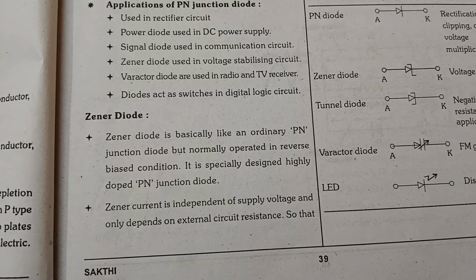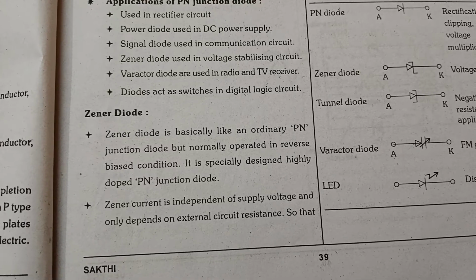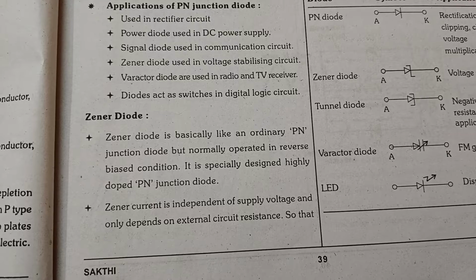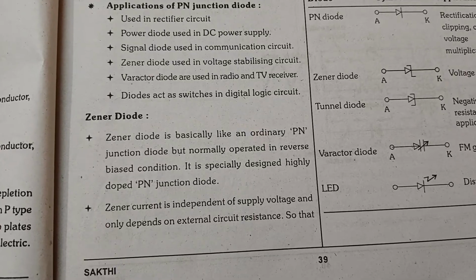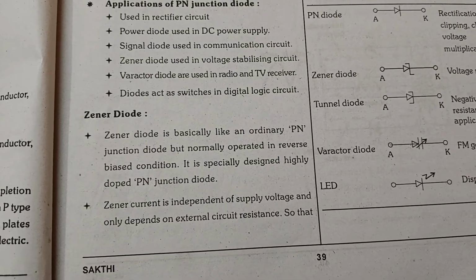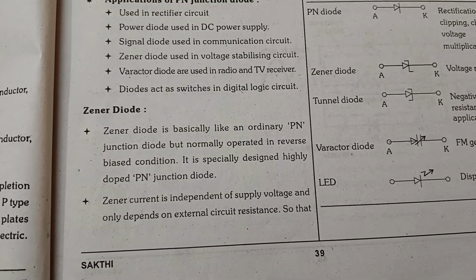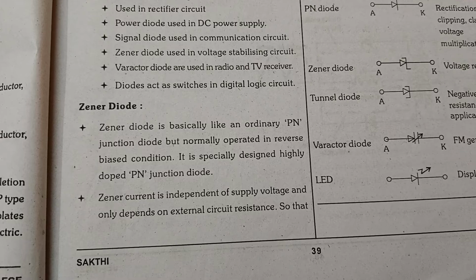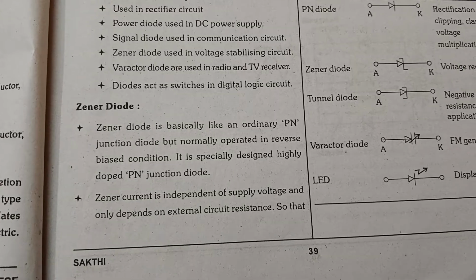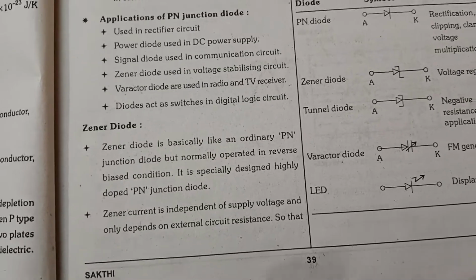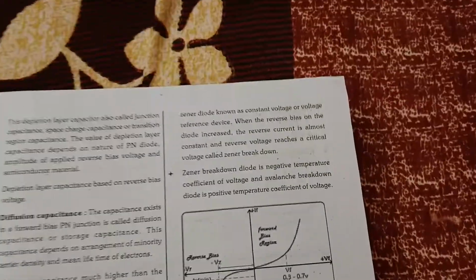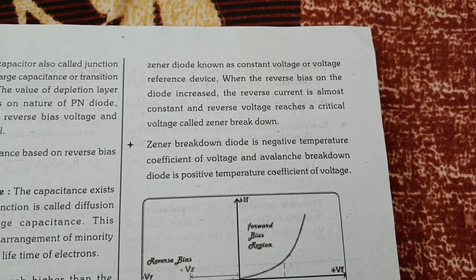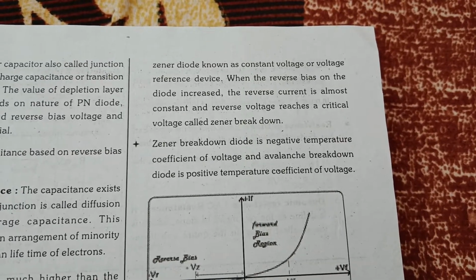Zener diode. A Zener diode is basically like an ordinary PN junction diode but normally operates in reverse bias condition. It is a specially designed, highly doped PN junction diode. Zener current is independent of supply voltage and only depends on external circuit resistance. So the Zener diode is known as a constant voltage or voltage reference device.